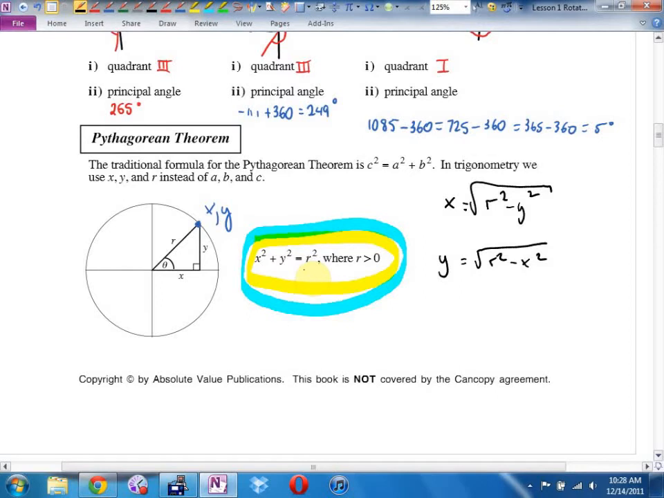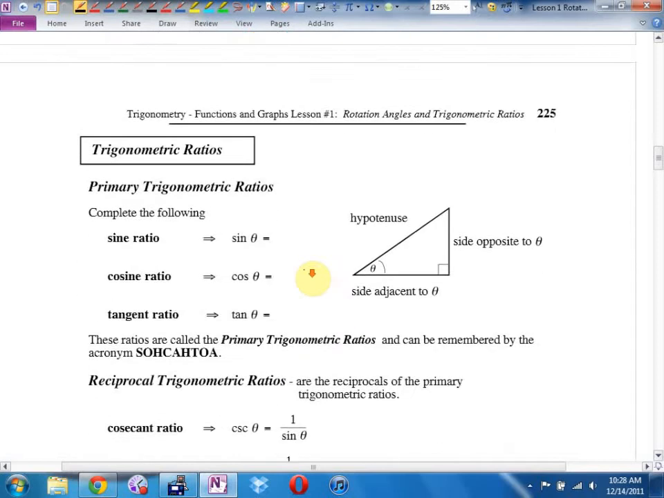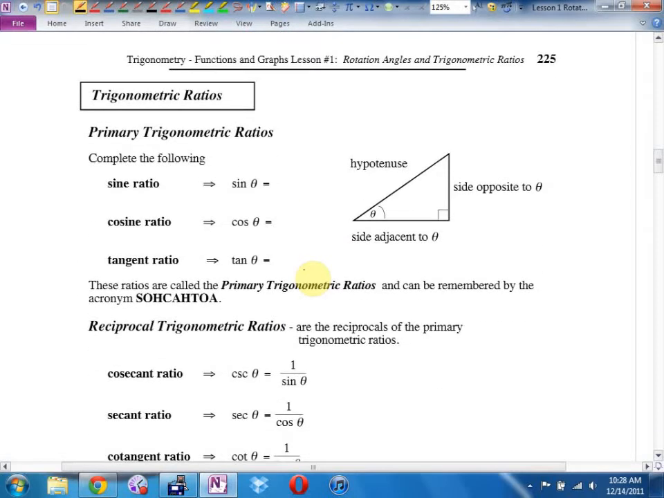Next page. See, I picked a physics 12 student because we've been doing trig in physics 12 like crazy. We have what are called the primary trig ratios. Now, there's something called the reciprocal trig ratios. You're going to learn three new trig ratios today. But the primary ones are the ones that you did in grade 10.